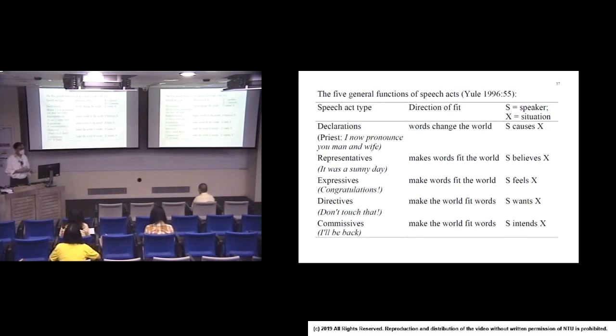The representatives, like "it was a sunny day," a statement kind of thing about something, make the words fit the world. So it's a way of the speaker expressing what they believe, so they believe what they say. Expressives, like congratulations, make words fit the world, so it shows the speaker's feelings about the situation. Directives, like "don't touch that," make the world fit the words, so the speaker wants that situation to happen. And commissives, like "I'll be back," make the world fit the words, so it's showing the speaker's intention to do something. So this is another way of looking at them.